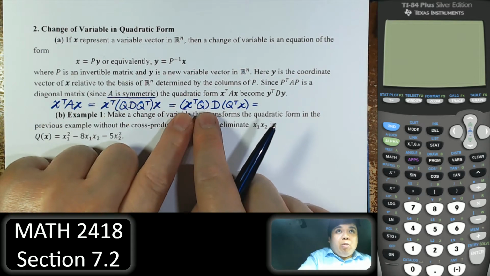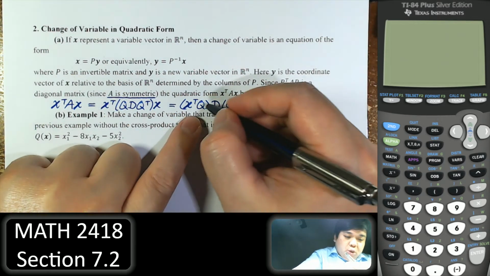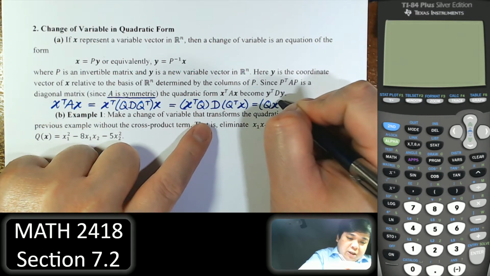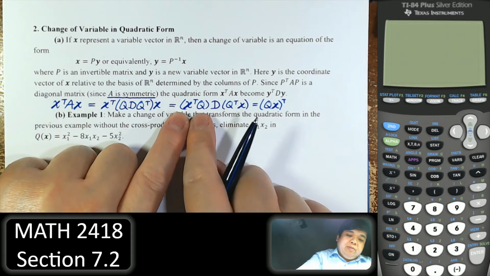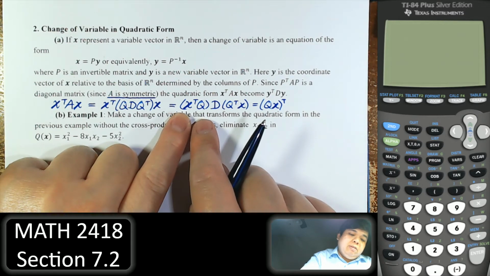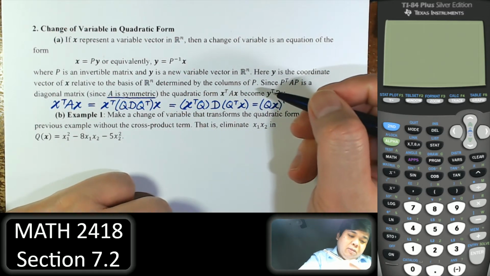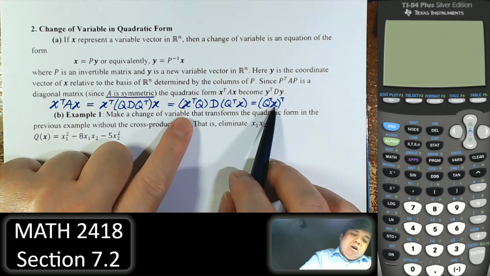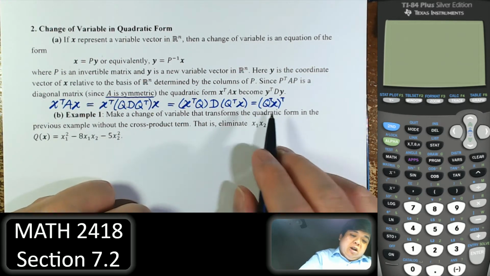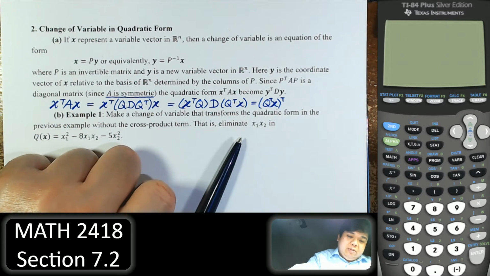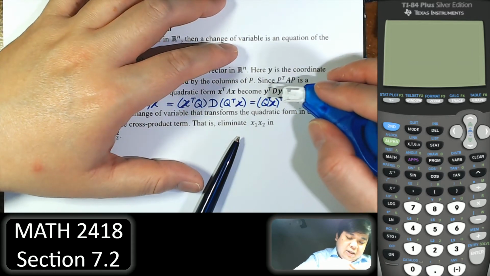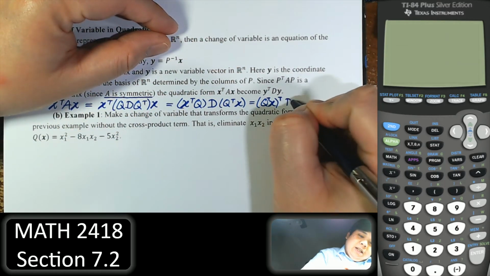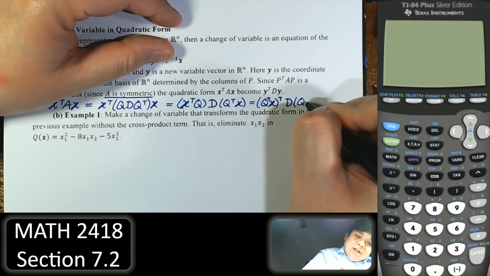A transpose of a product is the product of the transposes in reverse order, so we can rewrite this as Q X transpose. I can rewrite it like that: D, and then Q transpose X.